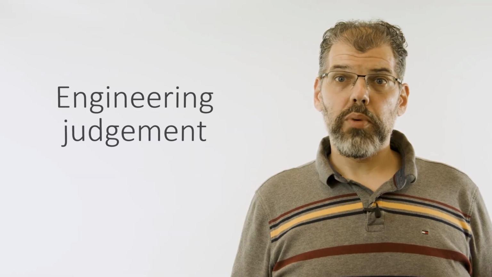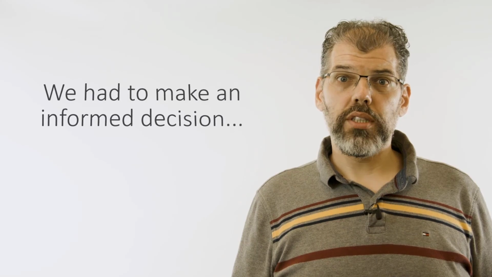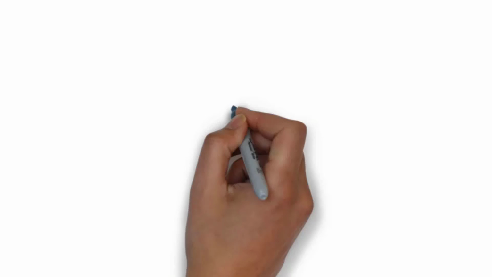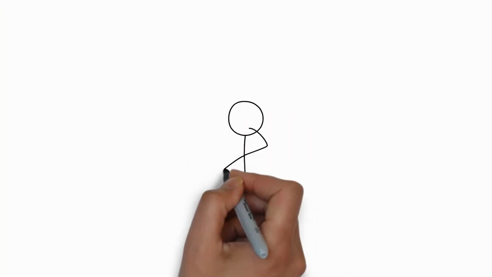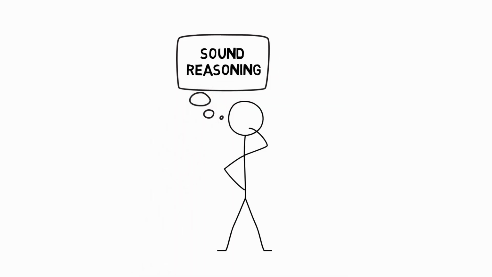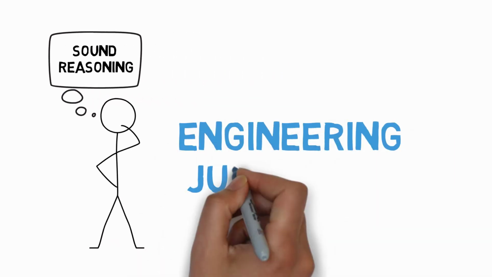You might have noticed that our final decision is not a calculated result. We had to apply what we call engineering judgment. We had to make a decision based on some quantitative results, but there was no absolute correct answer. As an engineer, we often have to make such decisions ourselves and be prepared to defend that choice based on sound reasoning, what we call engineering judgment.